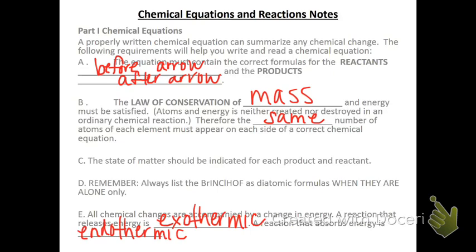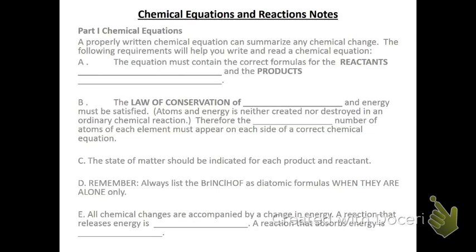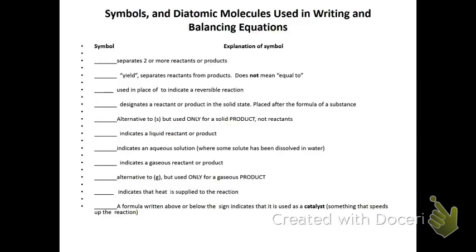Okay? So now let's talk about the things that we'll see in an equation, which is this nice little list. All right, so if it separates the 2 or more products from each other, we just write a plus sign. Easy enough. Hydrogen plus oxygen yields, that's the next one, water. So when we see that arrow, it doesn't say equal to, it says it yields. Okay? If it's a reversible reaction, we do a double-headed arrow.